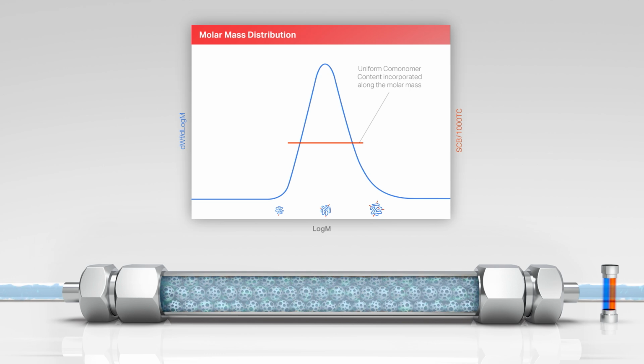Aside from the distribution composition, the average comonomer content can be obtained as a ratio of the area of methyl signal over concentration signal.